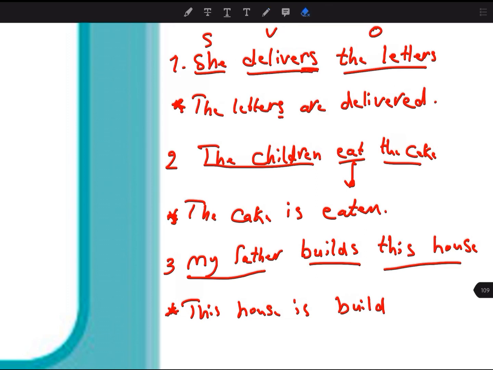This house is built. Who built this house? We don't know. It's built. We don't know who the subject of the sentence is. It is our topic, passive. So there is one more important thing here.